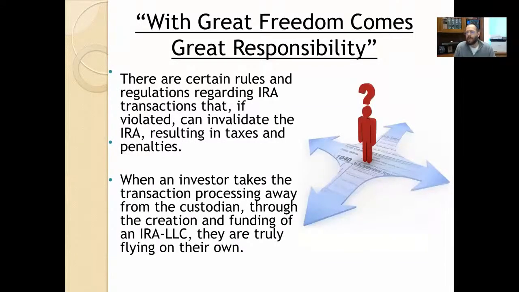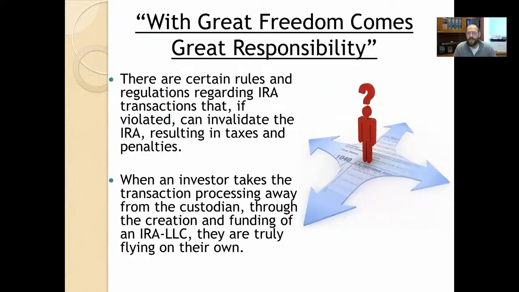This is always my wrap-up statement with this, okay? With great freedom over your IRAs comes great responsibility. There are certain rules and regulations regarding the IRAs that, if you mess those up, will result in taxes and penalties. I don't know how many times in the last 45 minutes I said that. Hopefully you guys will appreciate this. It's important. Everything is fine. You just got to follow the rules.